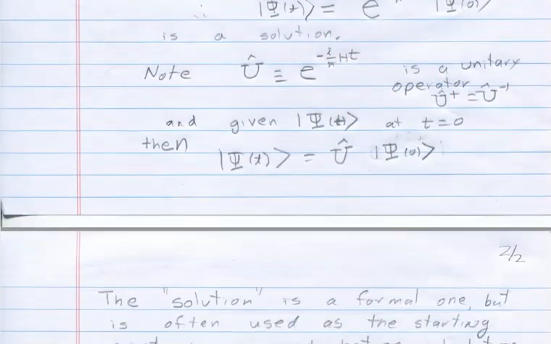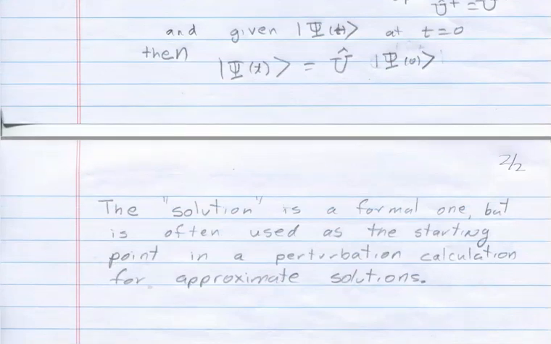So we've got a formal solution. It's formal in the sense that it's not generally possible. It is sometimes possible, but not generally possible for real systems to use this to get the solution at any time t. But it's often used as a starting point in approximate solutions in certain perturbation theory calculations, because most quantum mechanical problems can't be solved exactly. They have to get an approximate solution, and one way to do it is go as far as you can from this formal solution.